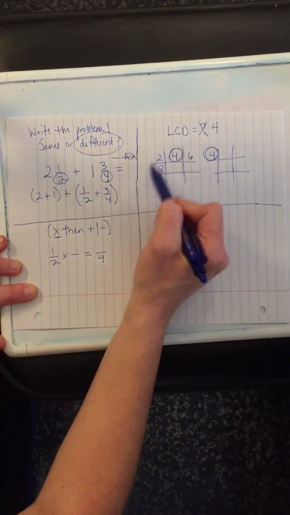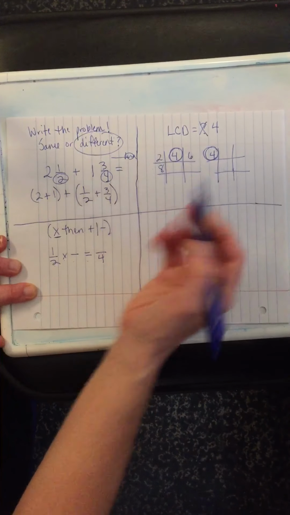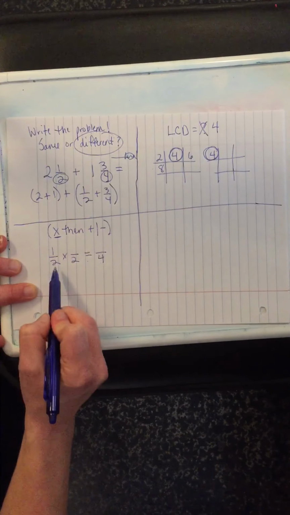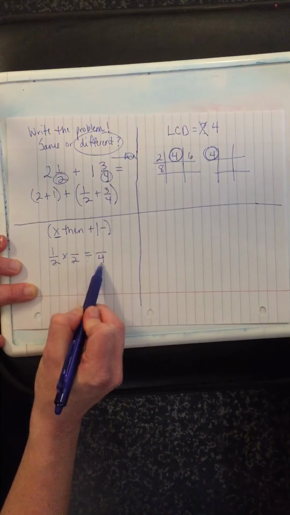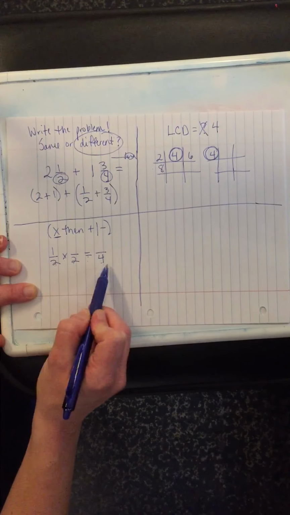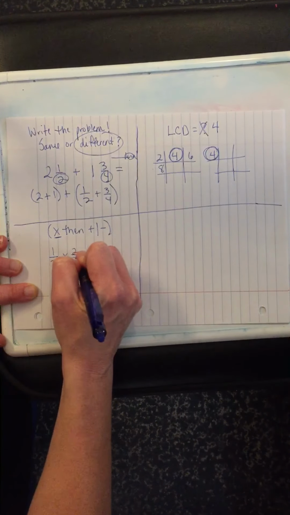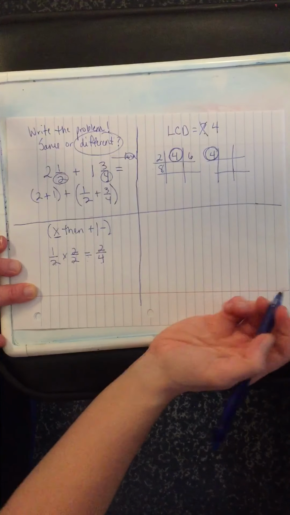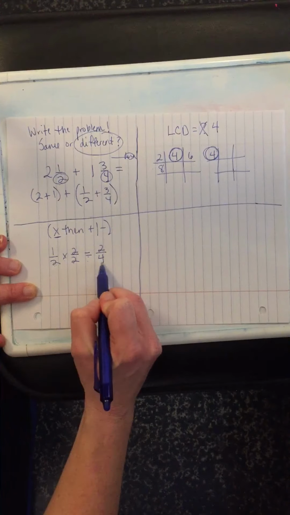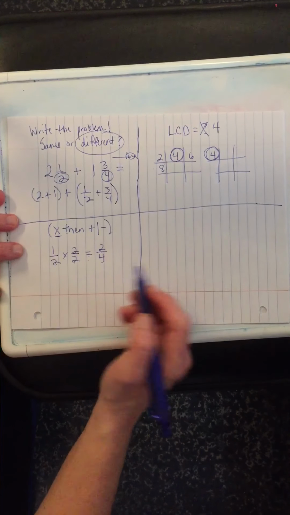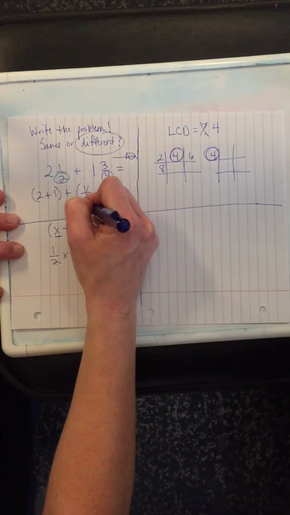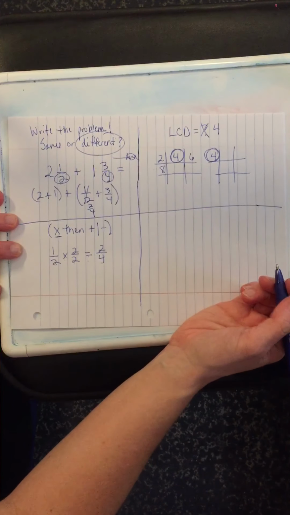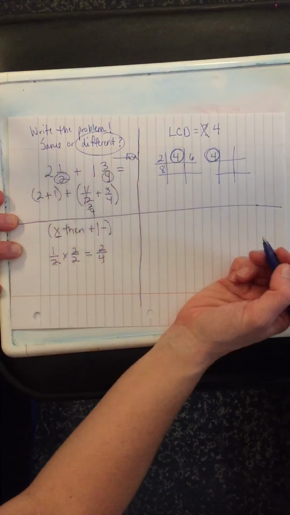Well, I go back to my tic-tac-toe board and count 1, 2. That means I can fill this in with a 2. 2 times 2 equals 4. So now whatever I do to the denominator, I also have to do to the numerator. So 1 times 2 is 2. So 1/2 is equivalent to 2/4. And I can now put 2/4 in place of 1/2 in this problem up here.